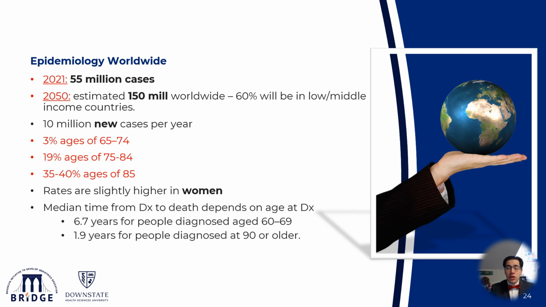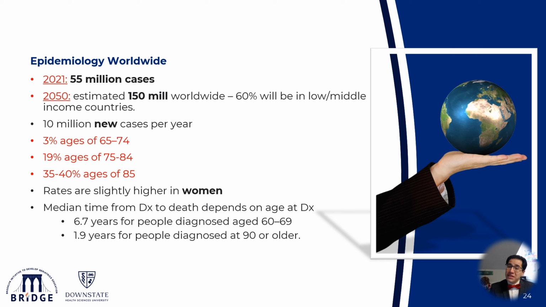So the epidemiology of dementia is pretty important because in 2021, we recorded 55 million cases worldwide, and that number is expected to triple in just 30 years, with 2/3 of cases in low to middle income countries. We also estimate that 10 million new cases per year will be diagnosed, and the prevalence does increase according to the age group, so it ranges from 3% of those who are between 65 and 74 up to 1/3 of the individuals aged 85 or above.